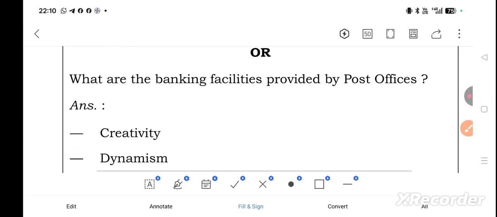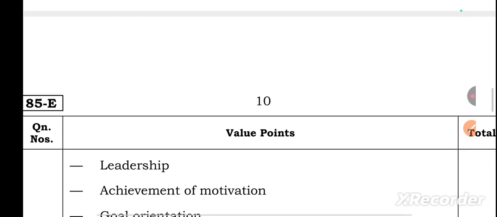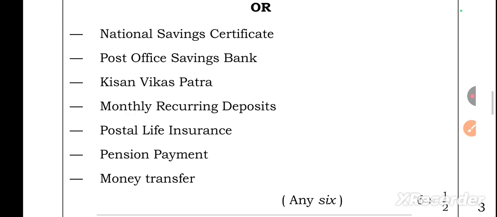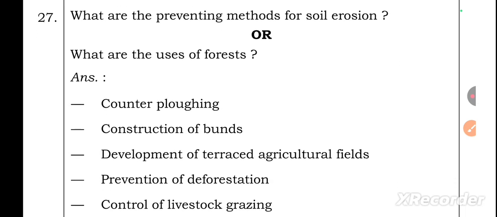For this question, they asked another R type question: what are the banking facilities provided by the post office? See then: National Savings Certificate, Post Office Savings Bank, Kisan Vikas Patra, monthly recurring deposits, postal life insurance, pension payment, money transfer. Then the 27th question: what are the preventing methods for soil erosion?